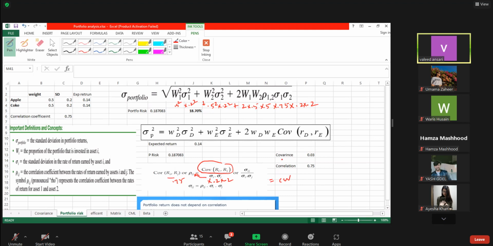So for example, if you want to use it in Excel, this can be done in Excel, and this can be done. Let me just remove this thing for you.